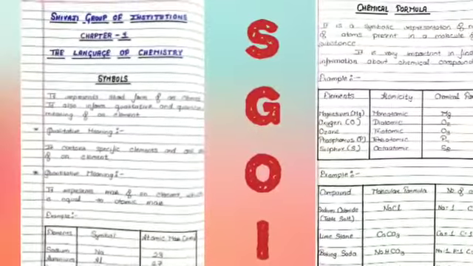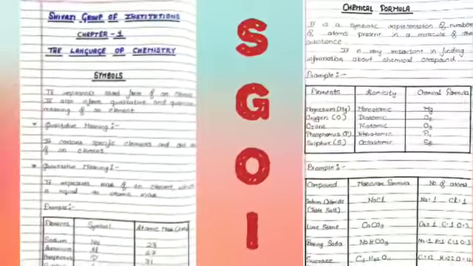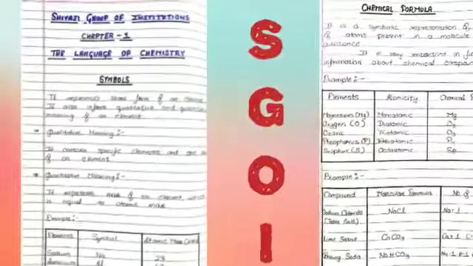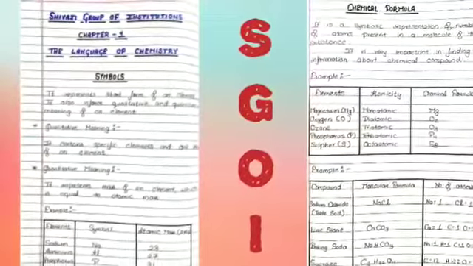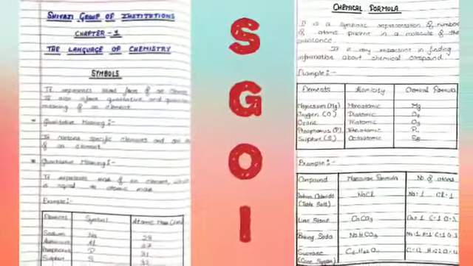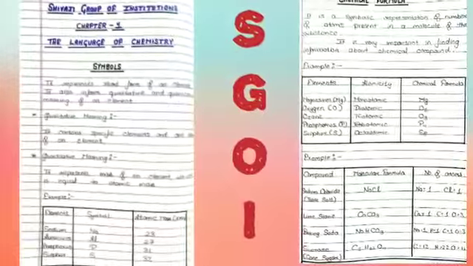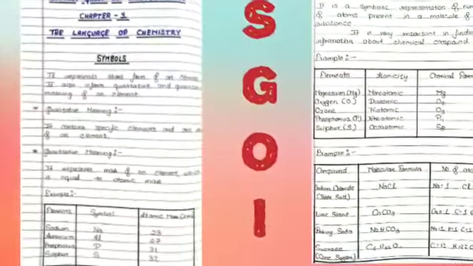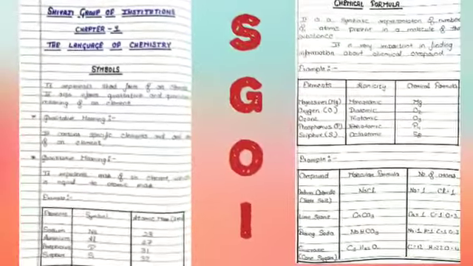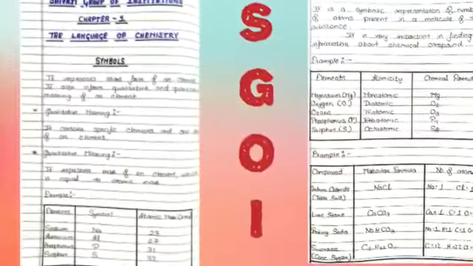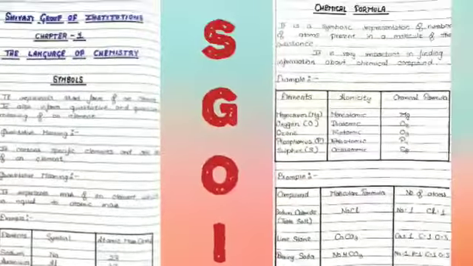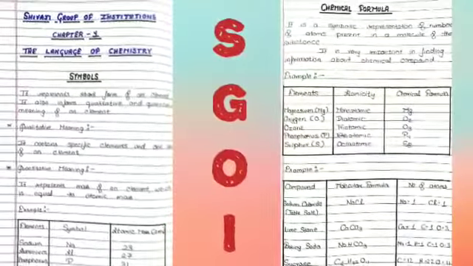Qualitative meaning: it denotes a specific element and one atom of that element. And quantitative meaning: it represents the mass of an element, which is equal to its atomic mass, expressed in atomic mass unit.